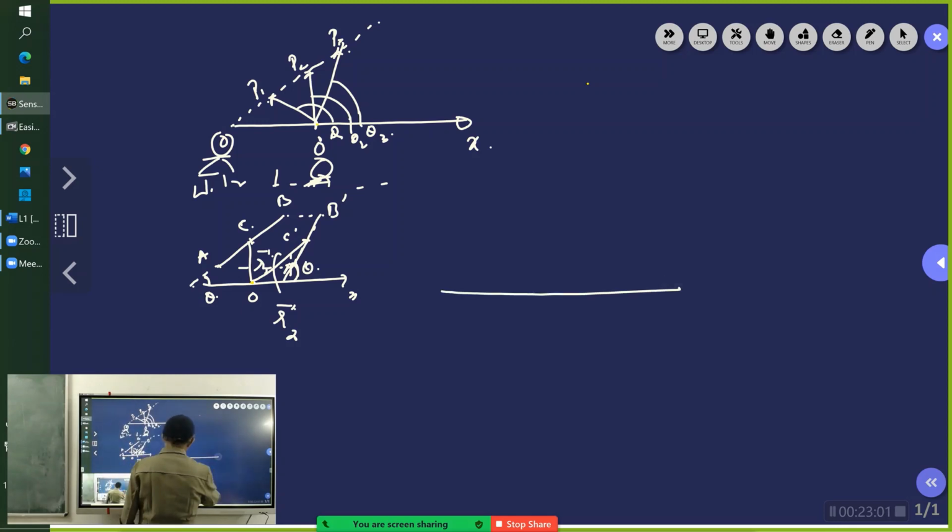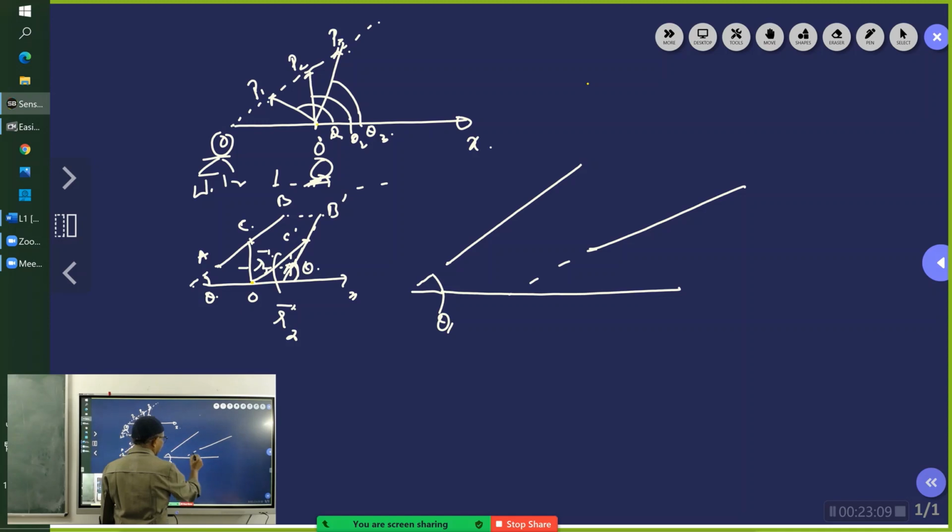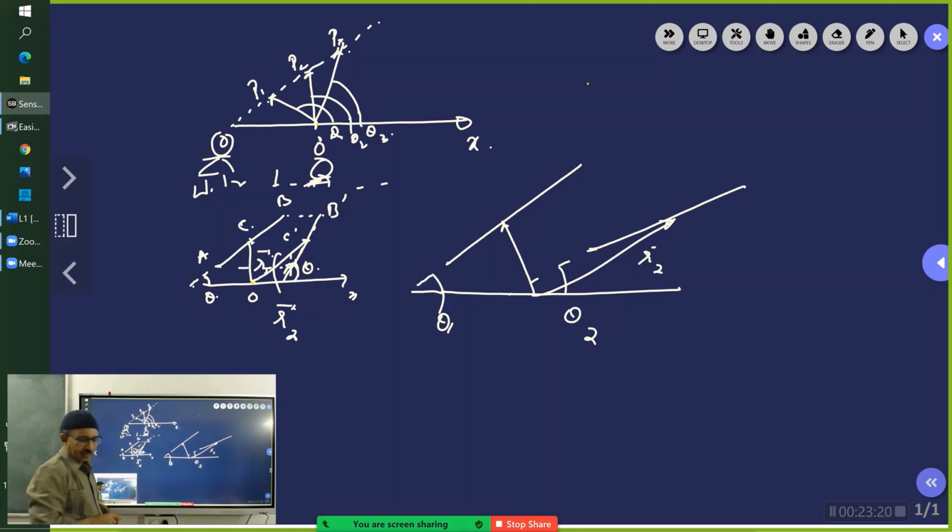See. Is that okay? Yes, sir, fine. So this is theta 1, this is theta 2. So this was 1, and now this one. After that. Okay, what type of motion is this? Rotational and translation. Combination of translational and rotational about a fixed point.